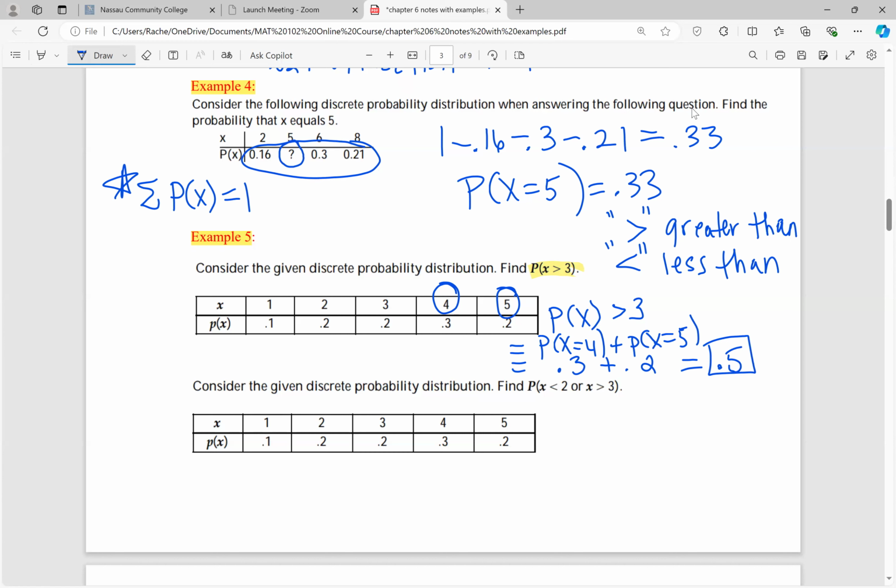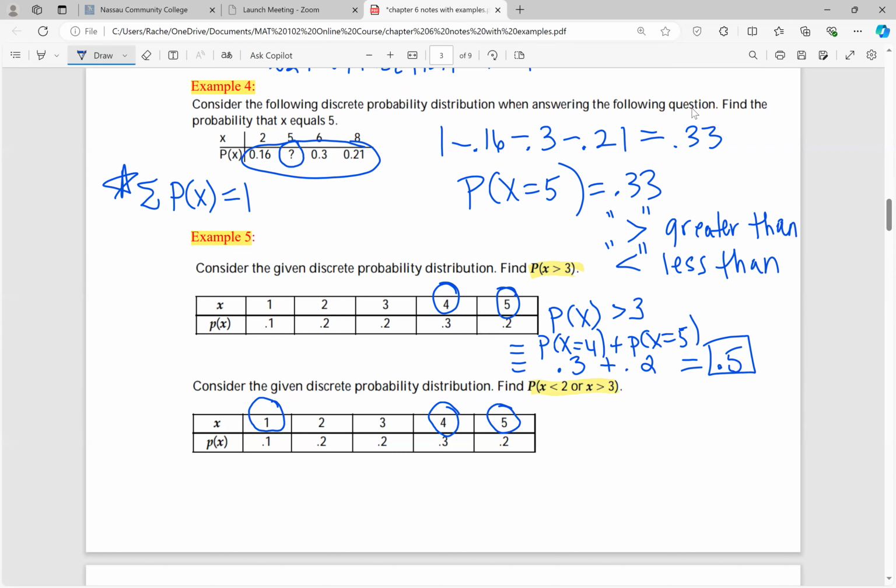Let's look at the next one. Consider the given discrete probability distribution. Find the probability that X is less than 2 or X is greater than 3. So why don't we circle what values satisfy this probability statement, right? So when is X less than 2? X is less than 2 when it's equal to 1, right? Or it could also be greater than 3. Well, when is X greater than 3? When it's 4 or 5.